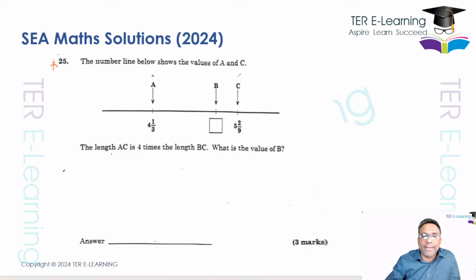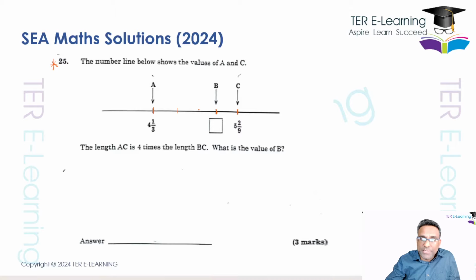They give us a number line, right? And they give us some fractions on the number line. 4 1/3, and we have 5 2/9. Now they said the length AC is actually 4 times the length BC. So this length here, from here to here, right, is actually, AC is 4 times that length.